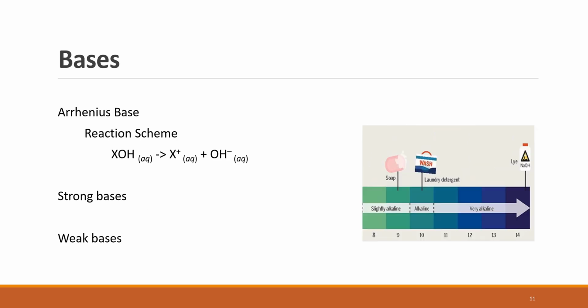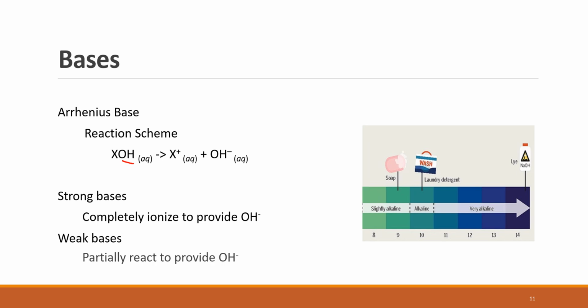Now for the bases. Remember the bases that we're exploring in this course are going to be hydroxide bases. So they're going to have that OH polyatomic in them. Just like with the acids, when bases are dissolved in water, they separate into their counterparts and are ionic compounds. So looking at strong bases versus weak bases, it's going to be very similar to acids. Strong bases completely ionize to provide that hydroxide polyatomic. Weak bases are going to only partially ionize to provide the OH-.